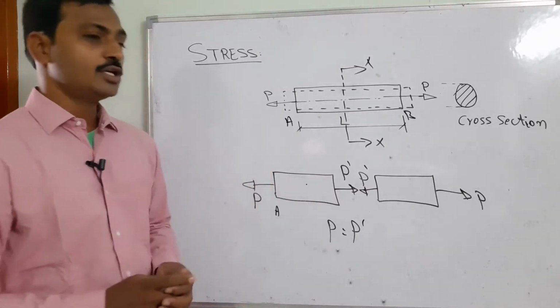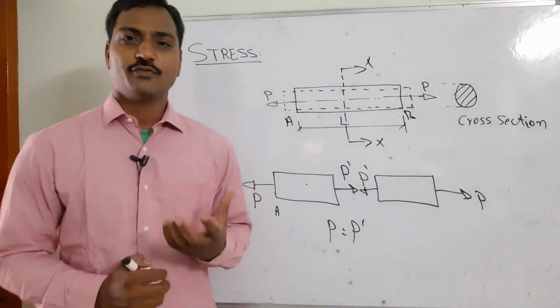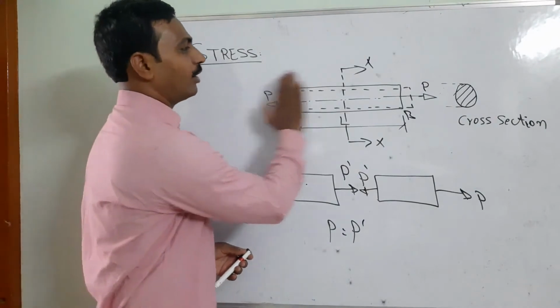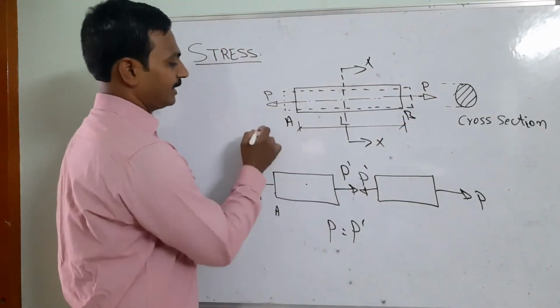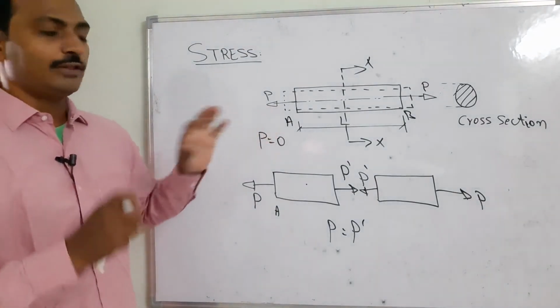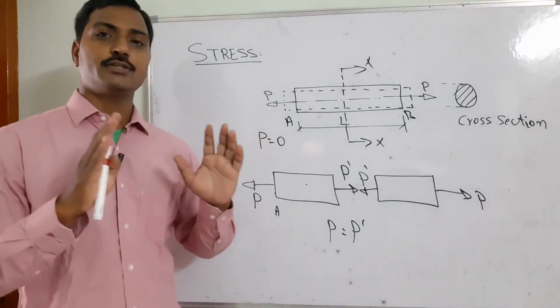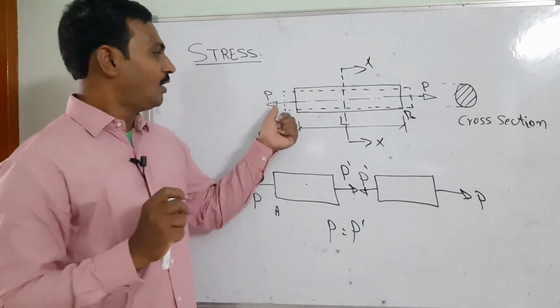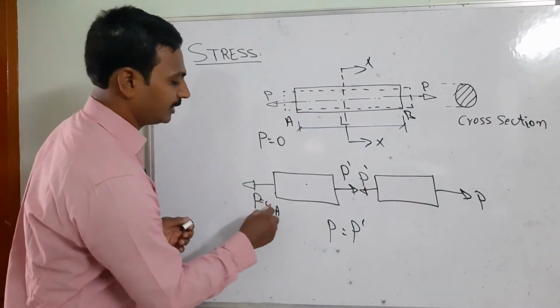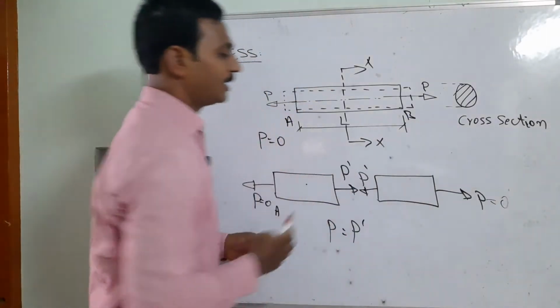At the same time, suppose after a certain duration of time, I remove the load. That means the load I applied on this member will become 0. Then P is equal to 0. So what will happen? Whatever elongation the member had, once P is removed, that means P is equal to 0 here and here.